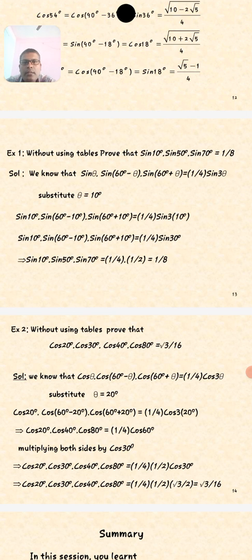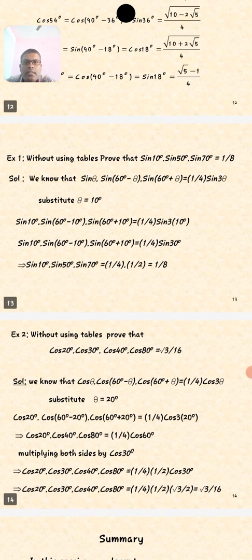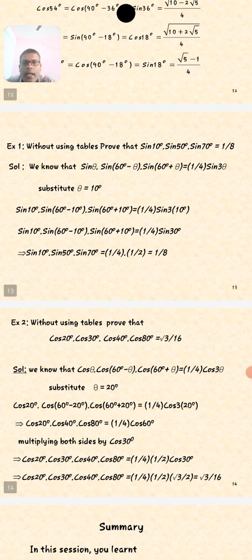Here we substitute theta is equal to 10 degrees. Then we get sin 10 degrees, sin 60 minus 10 degrees, sin 60 plus 10 degrees, that is equal to 1 by 4 sin 3 into 10 degrees. The next step: sin 10 degrees into sin 60 minus 10, sin 60 plus 10 equals 1 by 4 sin 30 degrees. That implies sin 10 degrees, 60 minus 10 is 50, 60 plus 10 is 70. So we write sin 10 into sin 50 into sin 70 is equal to 1 by 4 sin 30 degrees.